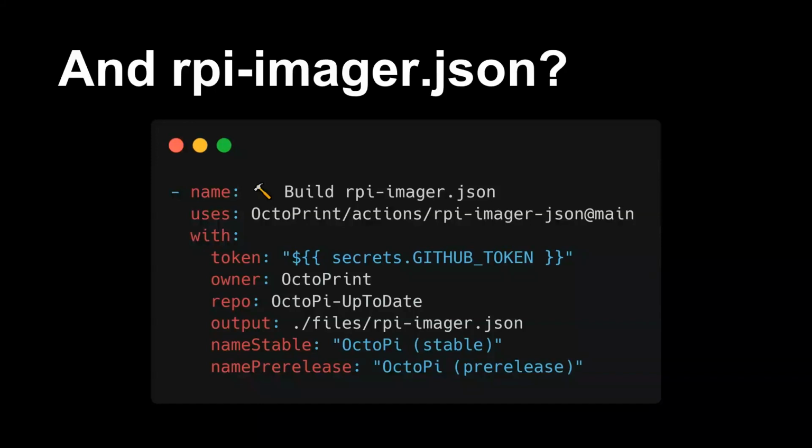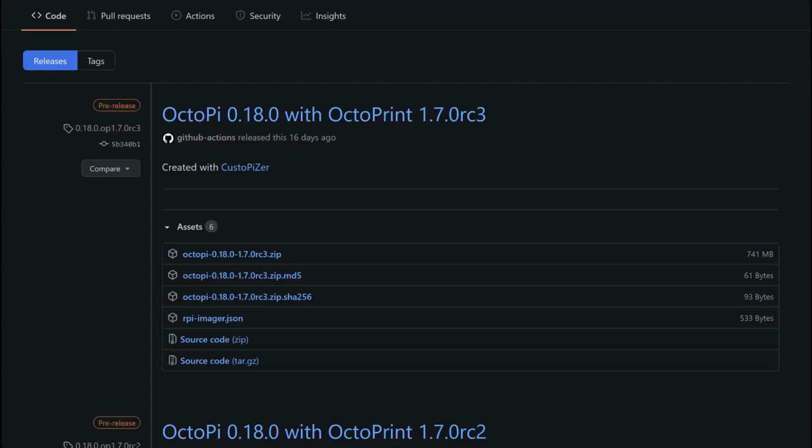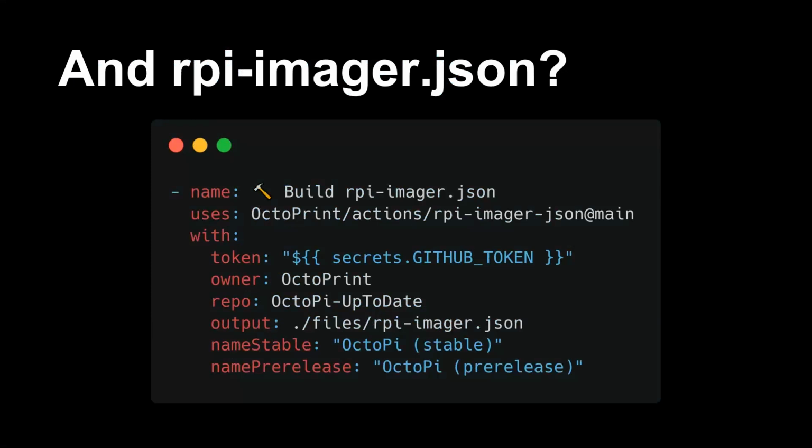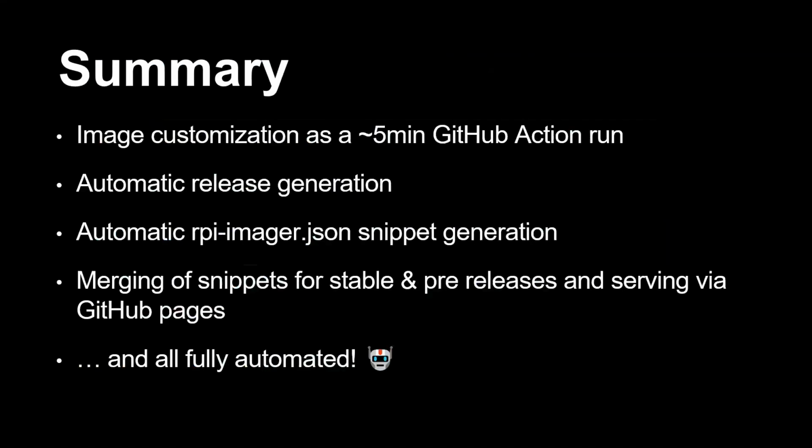So when people then select OctoPi to flash on their Raspberry Pi in the Raspberry Pi Imager tool, they will see OctoPi stable and OctoPi pre-release, with some descriptions to go with it that tell them further information about the version. And if we go one step back, you also see that this release has been tagged as a pre-release, because the OctoPrint version that was flashed onto it is a pre-release version, a release candidate actually. And the action detects that from the name of the release and accordingly decides.